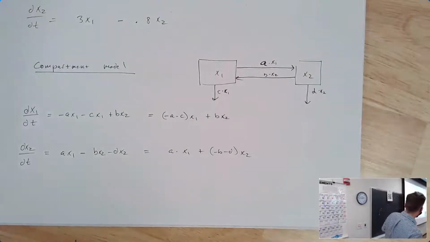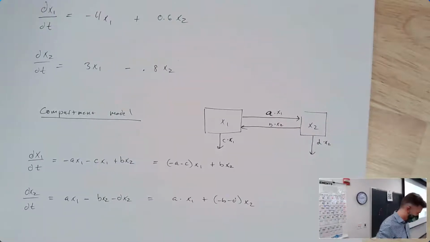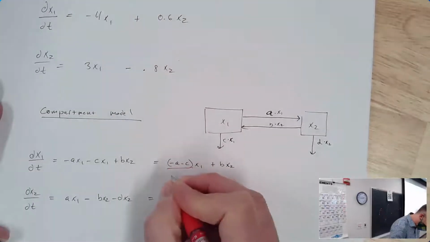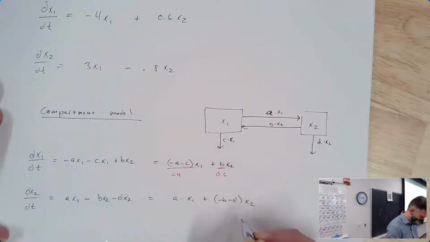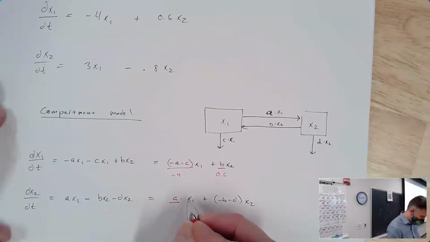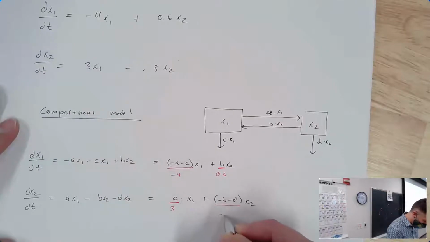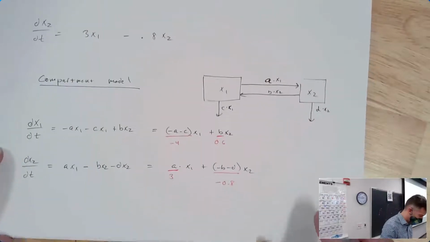After this, we're really just going to equate these. This coefficient of x1 is going to be negative 4, and this coefficient b of x2 is going to be 0.6. This coefficient of x1 is going to be 3, and this coefficient of x2 is going to be negative 0.8. And then we solve for a, b, c, and d. So let's do it.